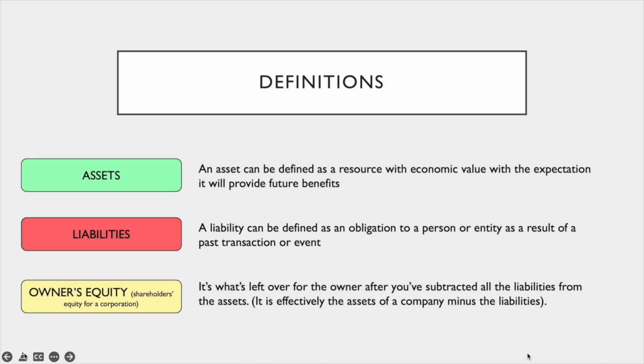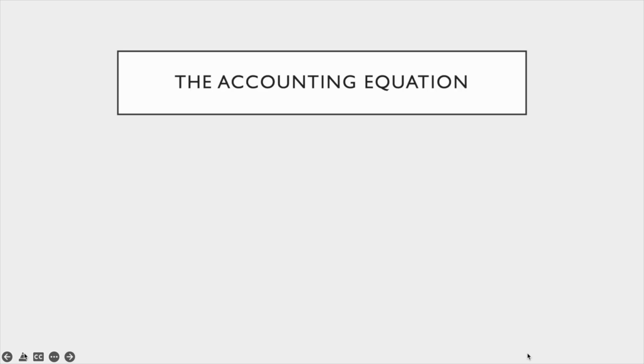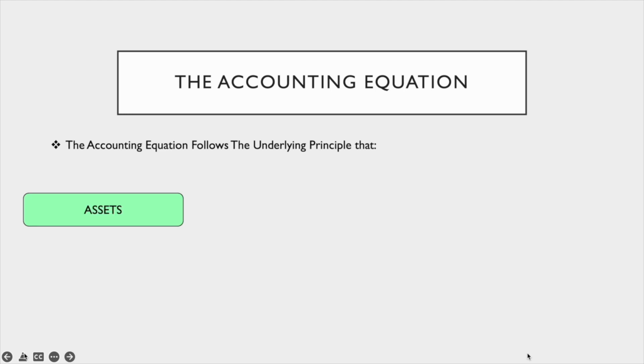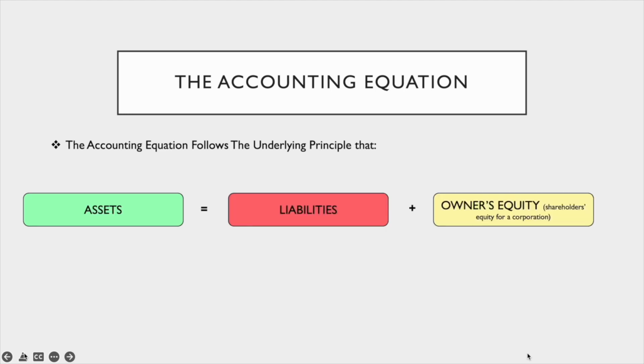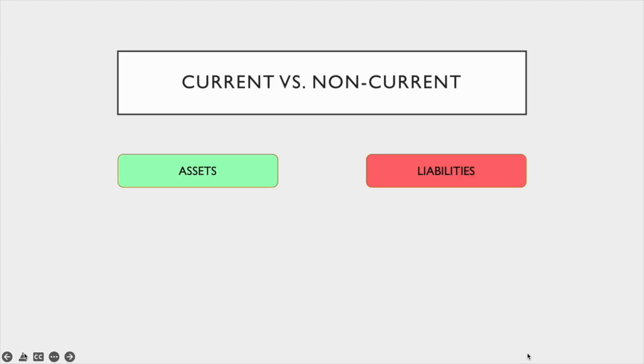The fact that equity is equal to assets less liabilities is driven by the accounting equation. The accounting equation follows the underlying principle that assets are equal to liabilities plus equity. We will be applying transactions to demonstrate the impact on the accounting equation in our next tutorial. Moving now back to our balance sheet and assets and liabilities.